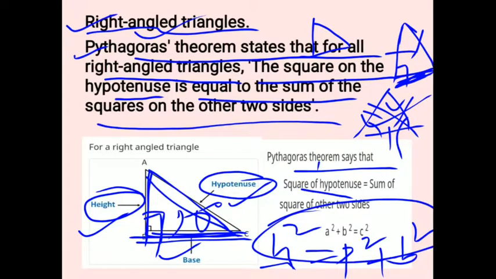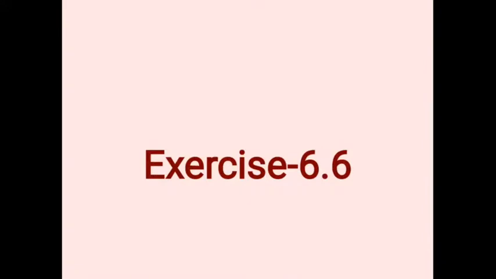Don't get confused. I will be solving many problems regarding this Pythagoras theorem. Basically, the square of the hypotenuse is equal to the sum of the squares of the other two sides. The other two sides are your perpendicular and your base, but both should be squared. Okay, so with the help of this, now we are going to solve exercise 6.6 with question number 1.